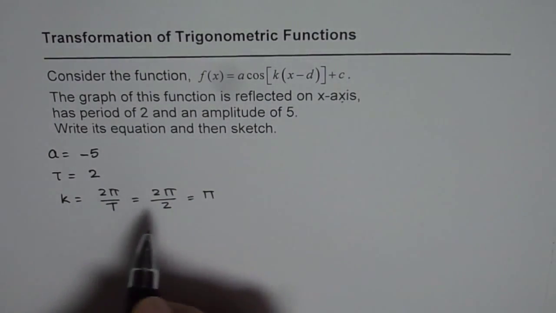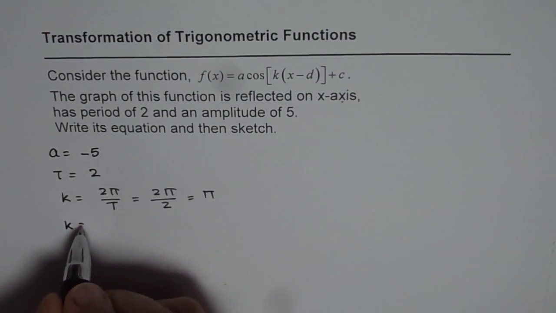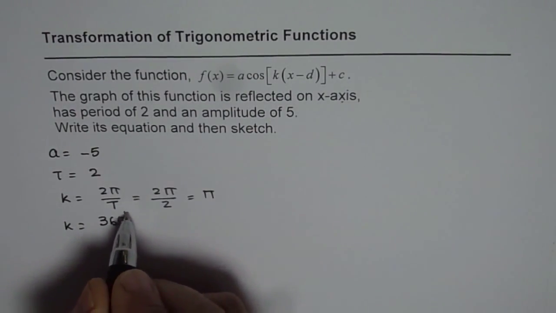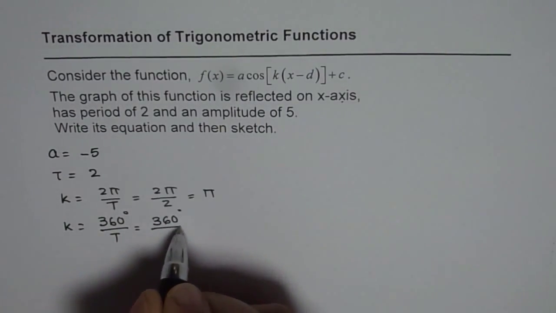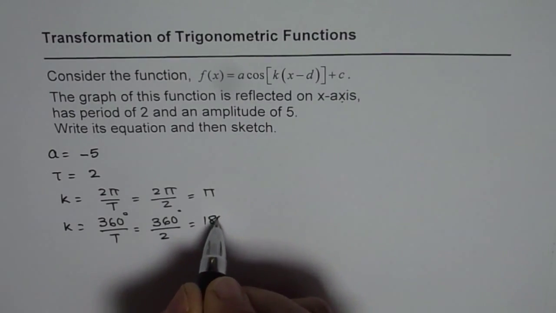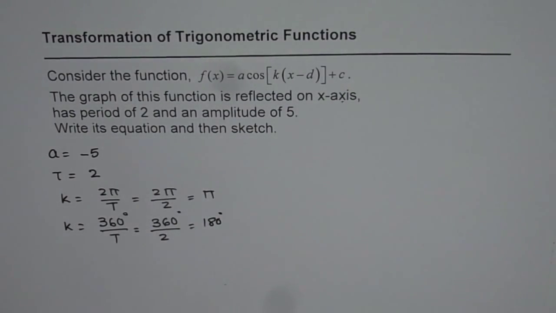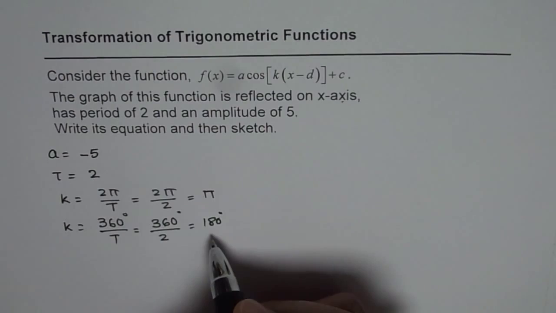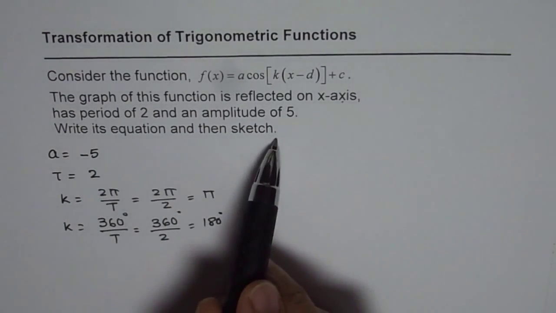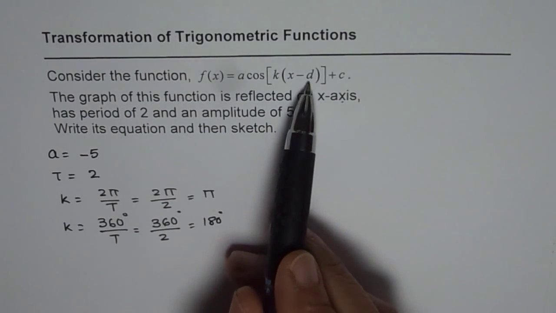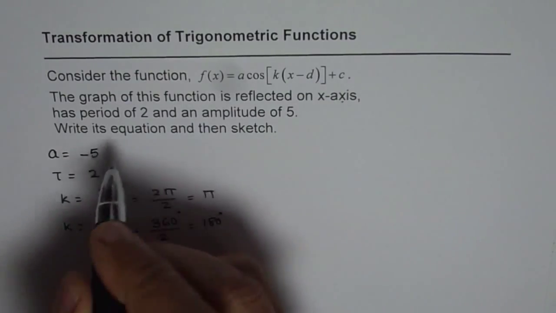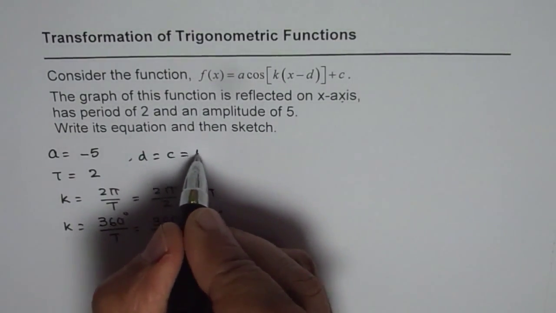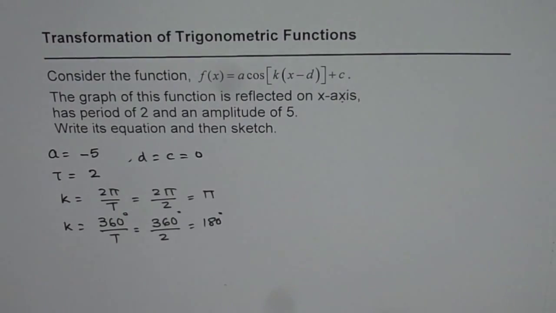value, right? Those of you who are doing in degrees, for them it will be 360 degrees divided by T, which will be 360 degrees divided by 2 or 180 degrees, correct? Either way, depending on what units you are taking, that is going to be the case, right? Now we can write down the equation. Since we are not given any horizontal translation or vertical translation, we'll assume d and c as 0. So let me write d equals c equals 0 for the given condition, right?